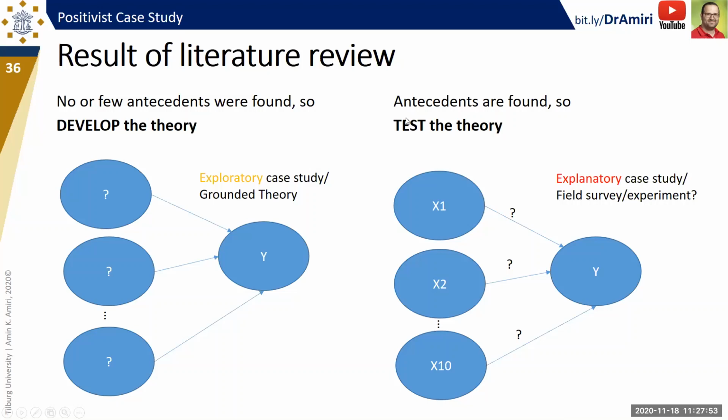However, if using the literature, you have been able to find all these antecedents, or some antecedents, then you need to go for testing the theory. If you want to test that theory, so Y, X1, X2, X10 are already in your literature review. You have found them in the literature. Here, you need to go for either explanatory case study, field survey, or experiment.